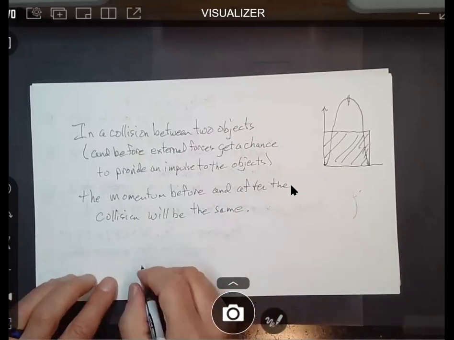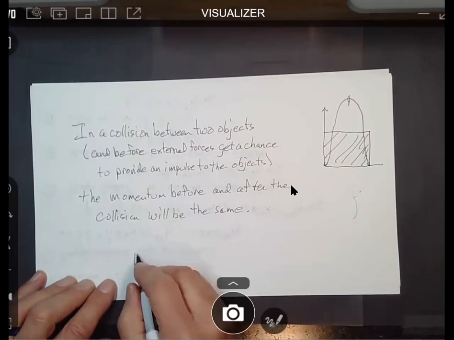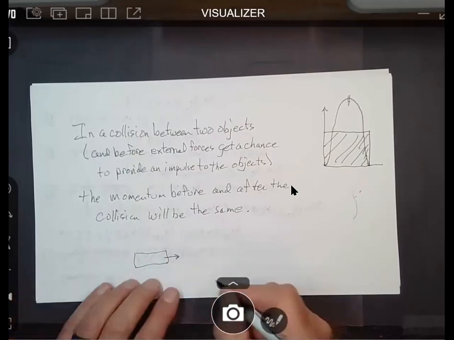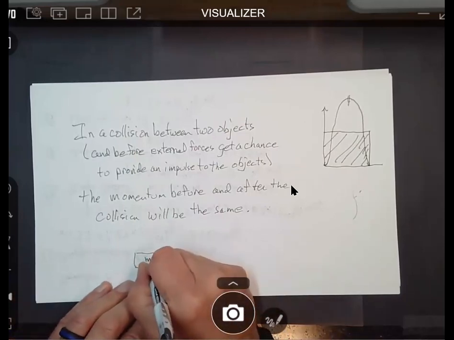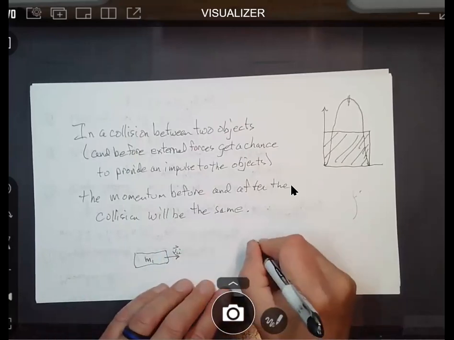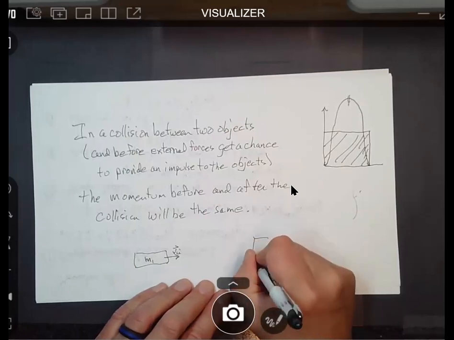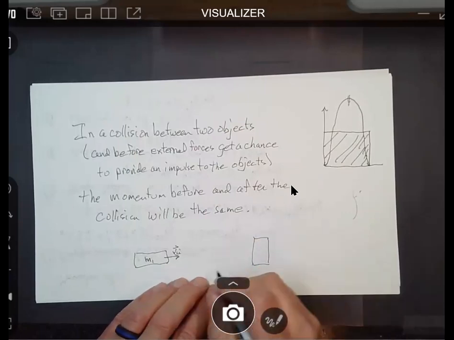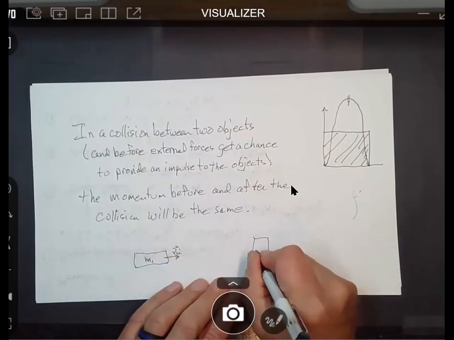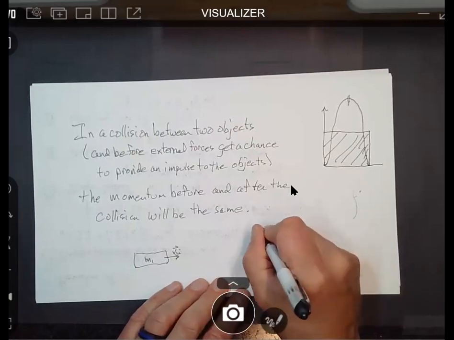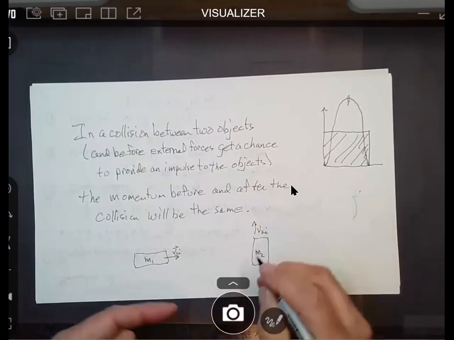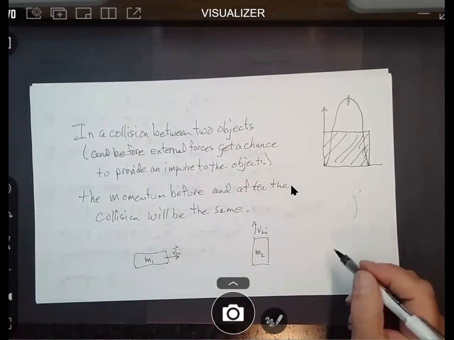Where this idea works is if you have a collision, say, between two cars. So one of the cars is going in this direction. This would be M1 and it'll have V1 initial. And let's just suppose that this vehicle happens to collide with another one and hits it sideways like that. So here's M2 and V2 initial is in this direction. And the two vehicles stick together after the collision.